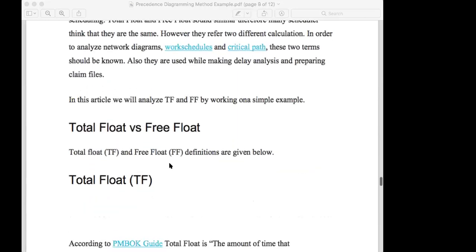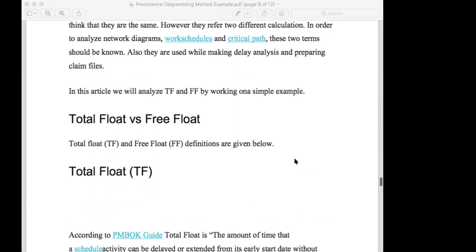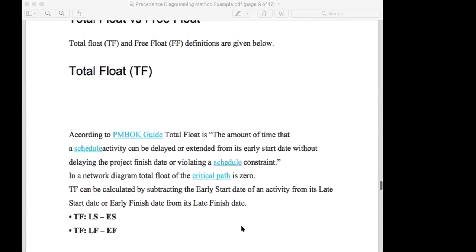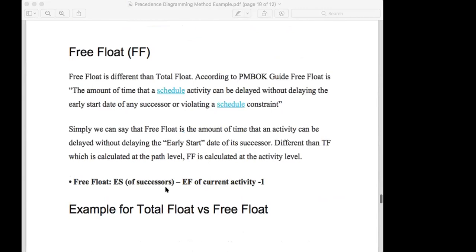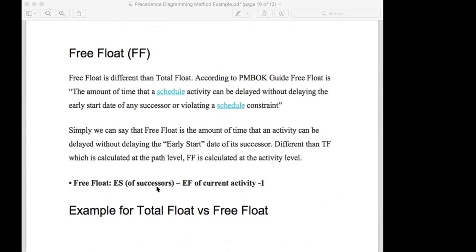Total float and free float definitions are given below. What is the free float? Free float is the early start of the successor minus the early finish of the current activity. Free float is different from total float. According to the PMBOK guide, free float is the amount of time that a scheduled activity can be delayed without delaying the early start date of any successor or violating the schedule constraints.